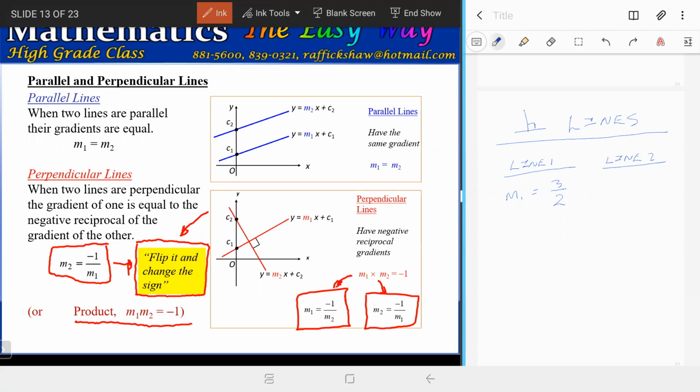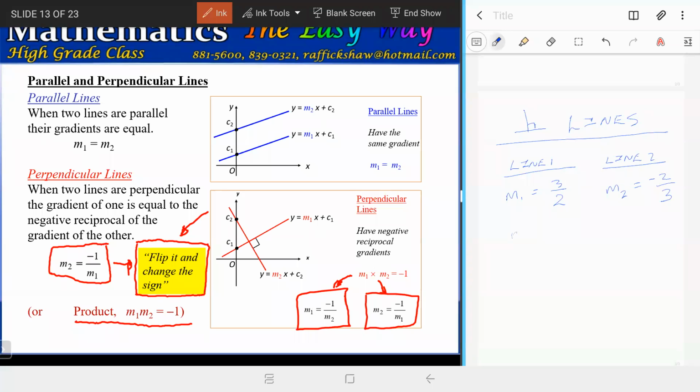All right, so tell me now. Somebody unmute your mic and tell me what will be the gradient of line 2 if the two lines are perpendicular. Flip it and change the sign. Yeah? -2/3, sir. Just like that. Flip it and change the sign. -2/3 will be the gradient of the perpendicular line. As simple as that. Sweet.